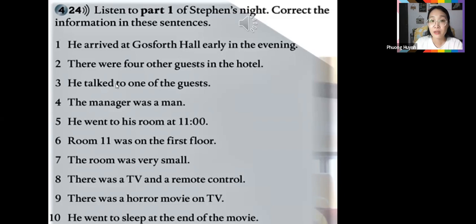Number 3, he talked to one of the guests. Number 4, the manager was a man. Number 5, he went to his room at around 11. Number 6, room 11 is on the first floor. Number 7, the room was very small. Number 8, there was a TV and a remote control. Number 9, there was a horror movie on TV. And number 10, he went to sleep at the end of the movies.